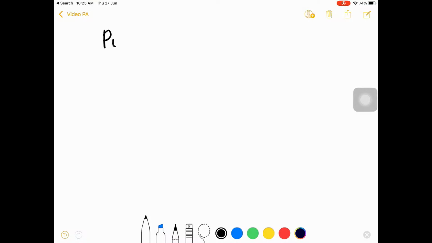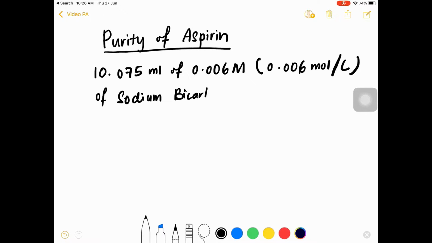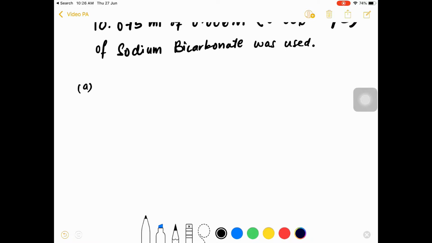For the calculation, we want to calculate the purity of aspirin in the 0.2 grams of aspirin powder. The average volume used of 0.006 molar sodium bicarbonate is 10.075 ml. The first step in our calculation is to find the mole of sodium bicarbonate.